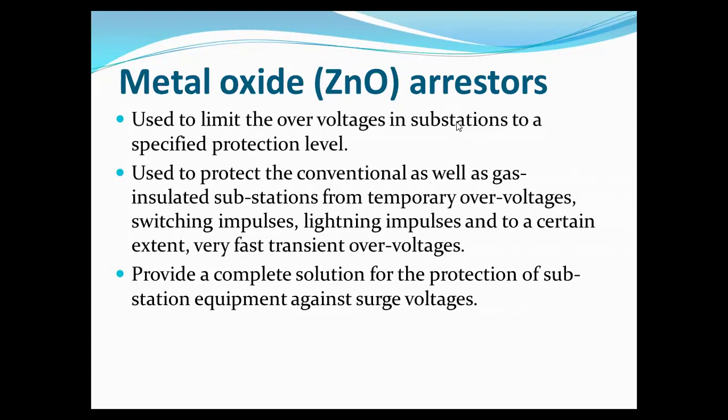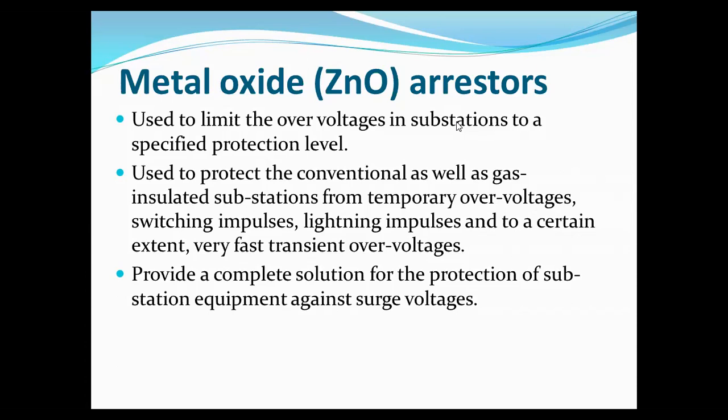So here, the lightning impulses and transient over voltages. Lightning impulses mean that due to lightning strokes, the voltage gets increased. And transient over voltages mean that if any fault occurs in the system, then the voltage gets increased. So these are nothing but the transient over voltages.